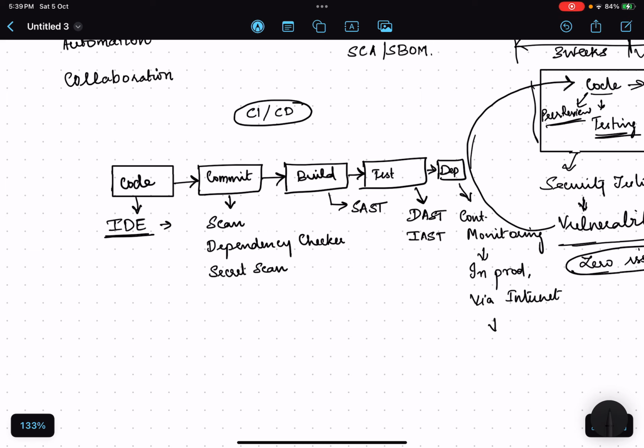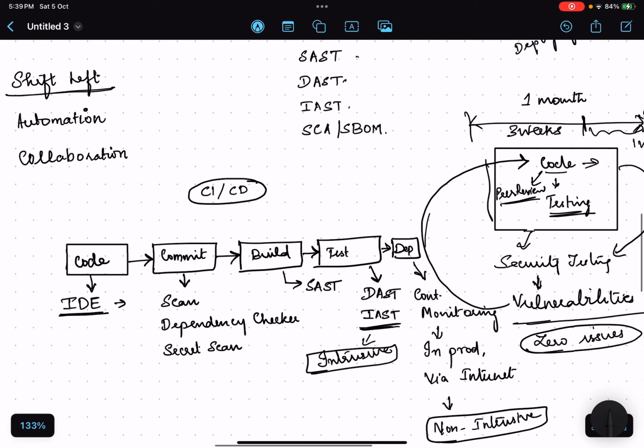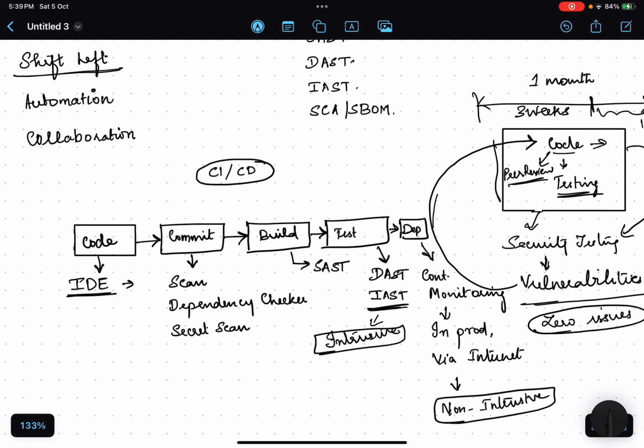If we look at the difference, DAST or IAST is going to be a very intrusive test, whereas continuous monitoring is going to be non-intrusive. So this way, across the entire continuous integration and continuous deployment process, in each stage of the software development life cycle, security scans are integrated, so that we are not doing the security scan as one major chunk of the software development life cycle process.